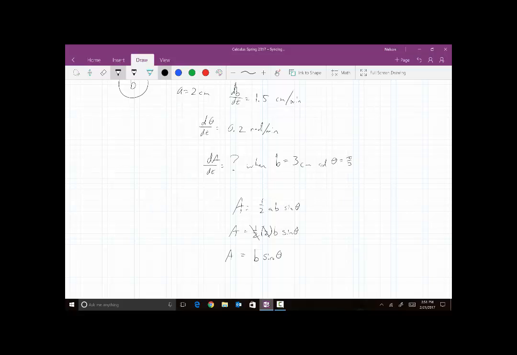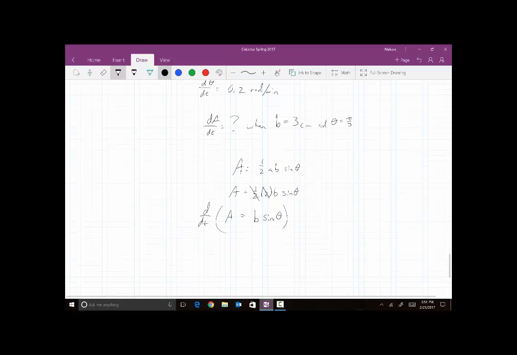That means we're going to have a product here. Now we need to get the dt in here, so we take the derivative of both sides, which means dA/dt is equal to, and this is a product rule: the derivative of the first, dB/dt, times the second left alone, plus the first left alone times the derivative of the second, which is cosine of theta times d theta/dt.